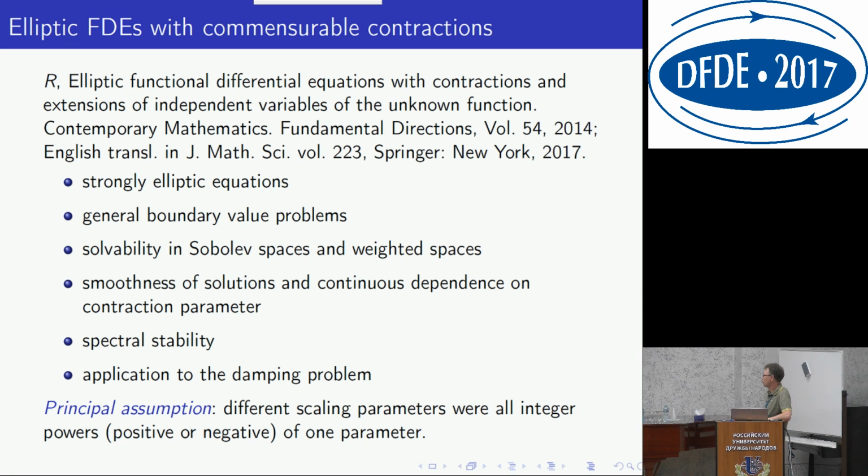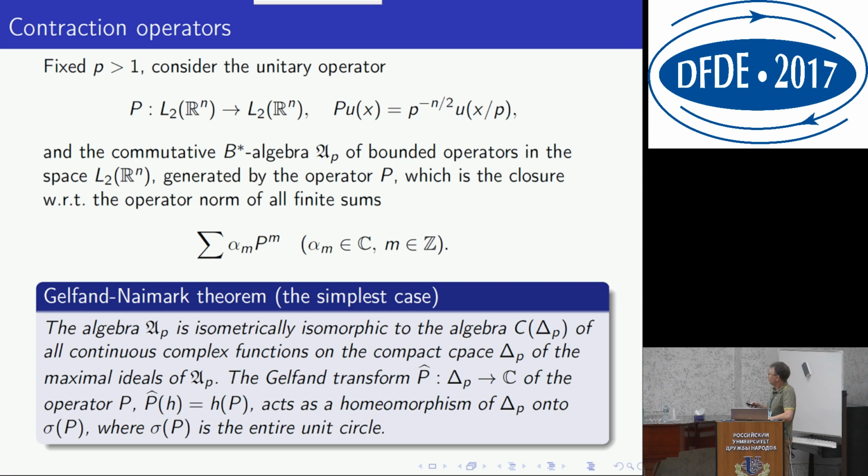The principal assumption was that the different scaling parameters were all integer powers, positive or negative, of one parameter. In my talk, I will speak about the situation where this is no longer the case. So we have incommensurable contraction, and this is our contraction operator.